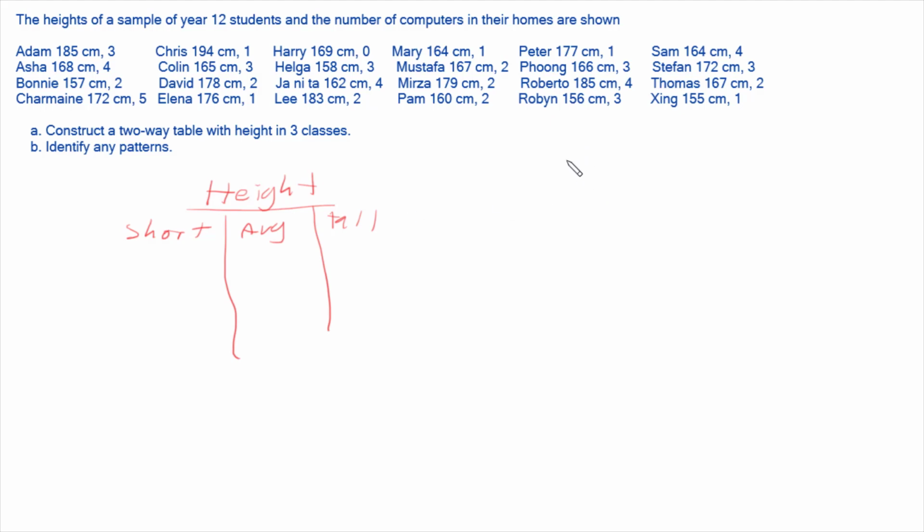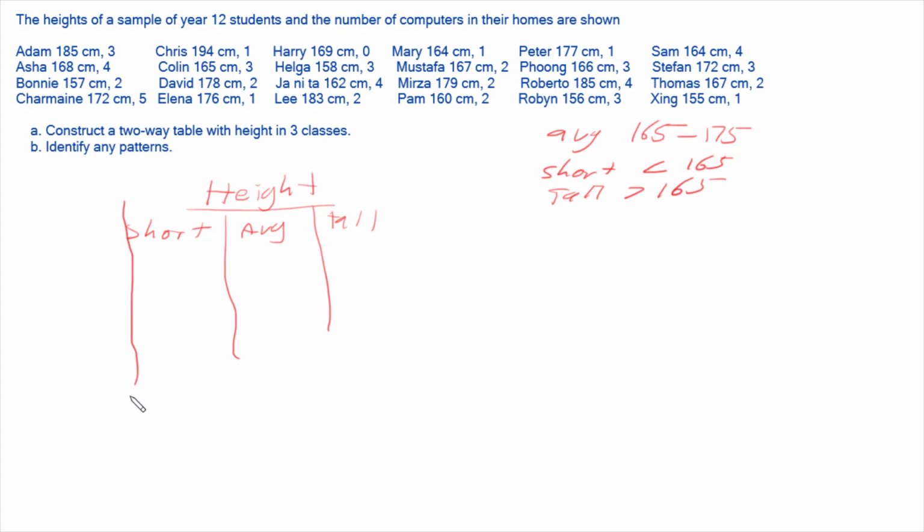What should we call a short person? What should we call an average person? Well, an average person, depending on if they're male or female, is generally between about 165 to 175 centimeters. So we'll use that as a rough figure. And we'll call anyone who's short being less than 165 and anyone who's tall being greater than 175.